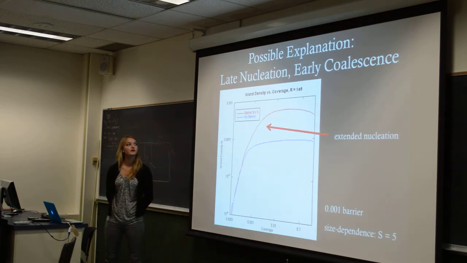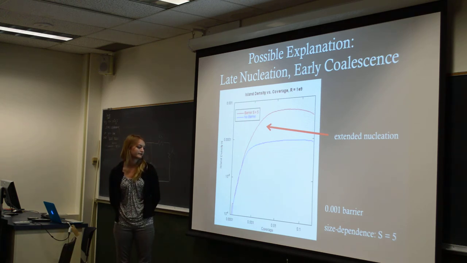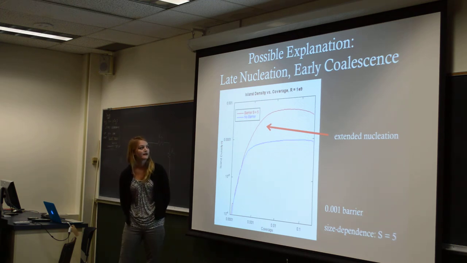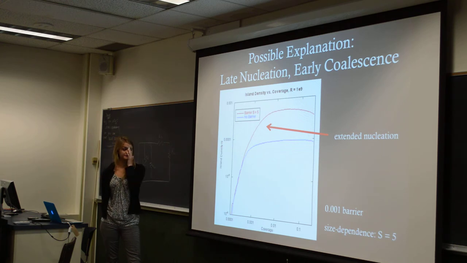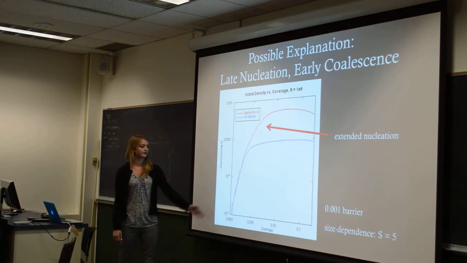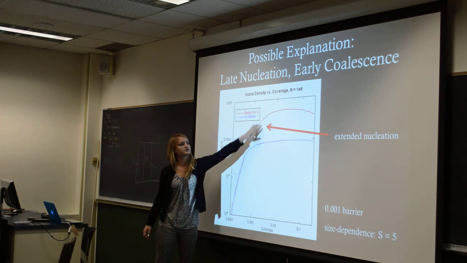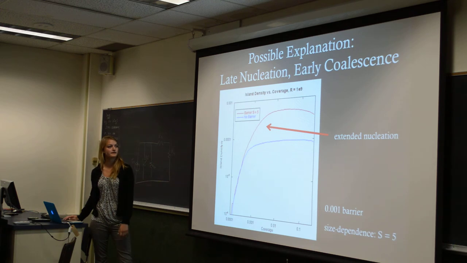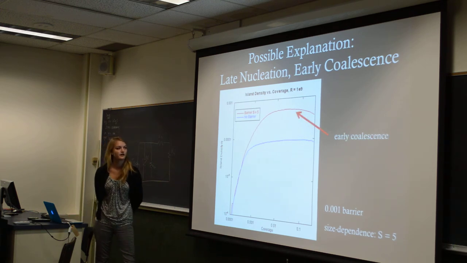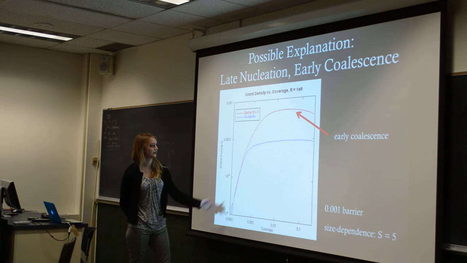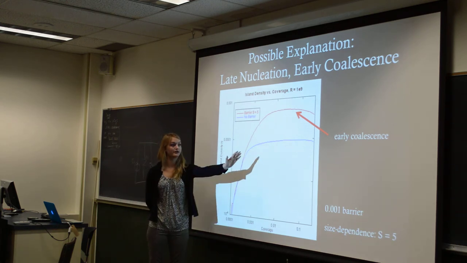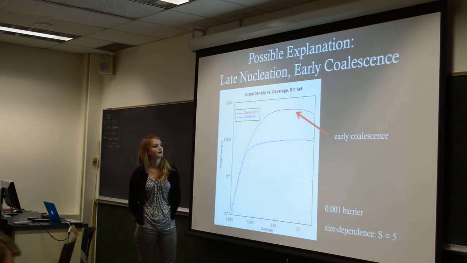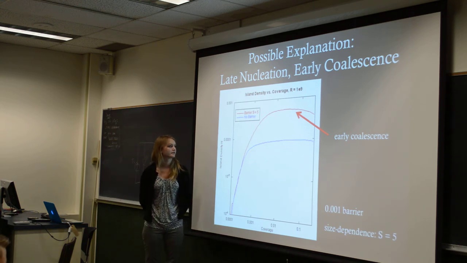What was interesting is when you look at the island density as a function of coverage, I found something that had been proposed before in some other papers: when you have this barrier, the early nucleation regime is extended. So here, it starts to saturate much earlier than it does here. And the other new thing I noticed is that coalescence also happens sooner. While in the case in blue without a barrier, you plateau for quite a while, with a barrier, the decay of the island density starts to happen sooner.